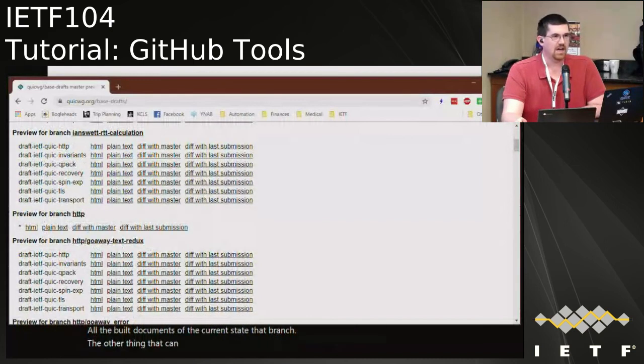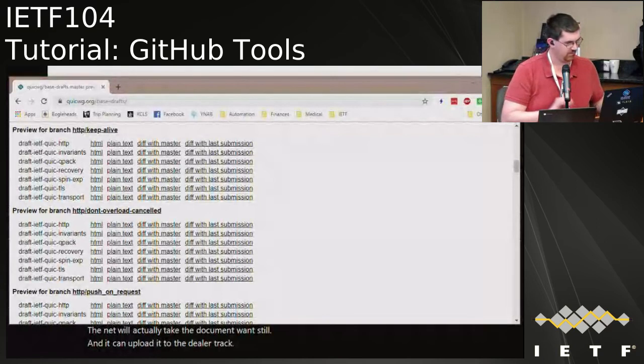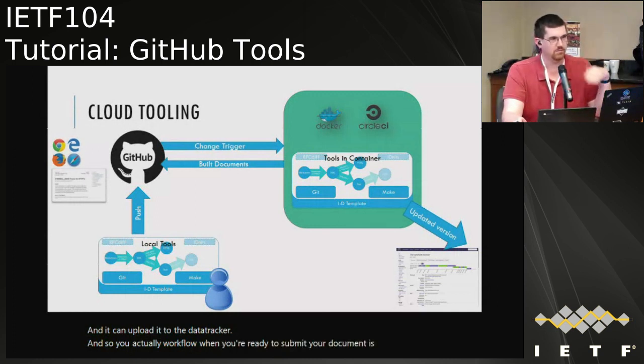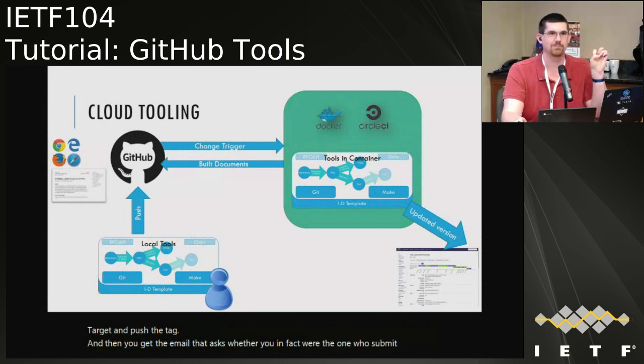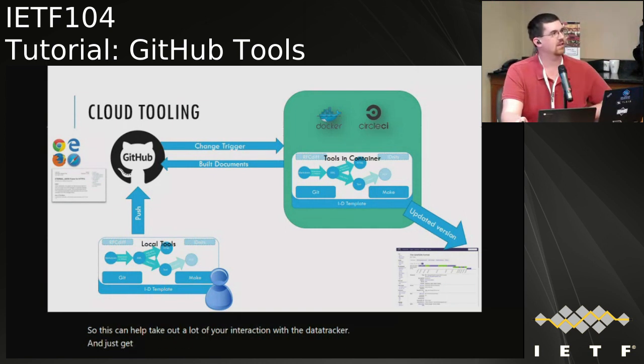The other thing that can happen on CI is that it can respond to tags in the repo. So if you tag a particular document as being draft version 00, 01, whatever your next version is, then it will actually take the document once it's built, and it can upload it to the data tracker. And so your actual workflow when you're ready to submit your document is simply build it, tag it, and push the tags. And then you get the email that asks whether you, in fact, were the one who submitted that document and if you want to approve it for publication. So this can help take out a lot of your interaction with the data tracker and just get the publication directly from the command line where you're already working on the document.